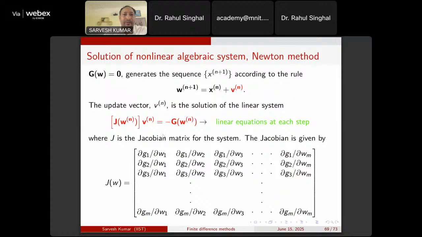So now we have a system of non-linear equations and I want to solve it. The idea is, I can rewrite this as w(n+1) = w(n) minus v(n) vector, where this v(n) can be computed with the help of the Jacobian. If you see the Newton method, you need the inverse, right? But I can't compute the inverse here. So the inverse will be computed by solving this linear equation at each step. Where J is the Jacobian. This is the Newton method for solving non-linear algebraic equations.